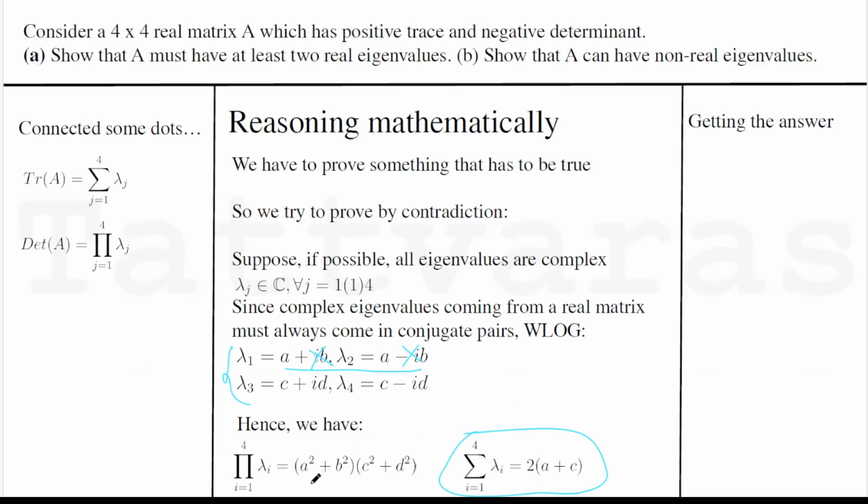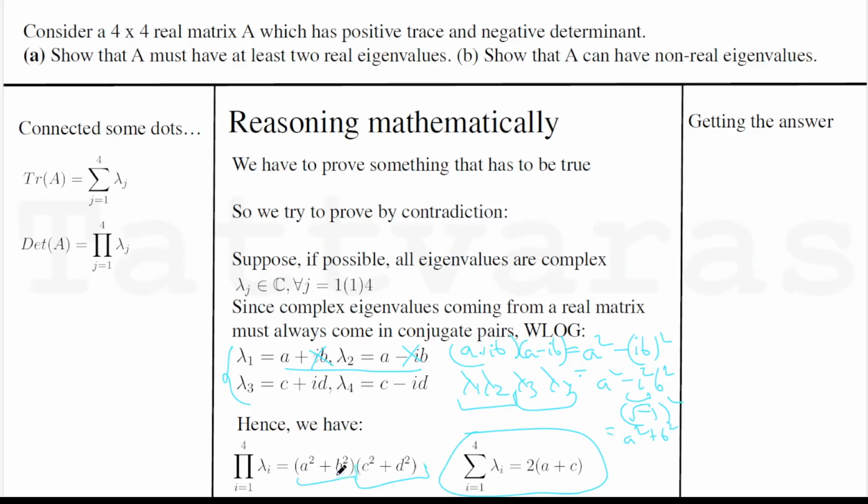But when you look at the determinant, which is the product of the eigenvalues, lambda 1, lambda 2, lambda 3, lambda 4. By the way, lambda 1 and lambda 2 are giving this, and lambda 3 and lambda 4 when multiplied are giving this. And this is because of the way this i works. Let me just give you a quick illustration. Now i square is -1, so it ultimately becomes a square plus b square, and similarly c square plus d square.